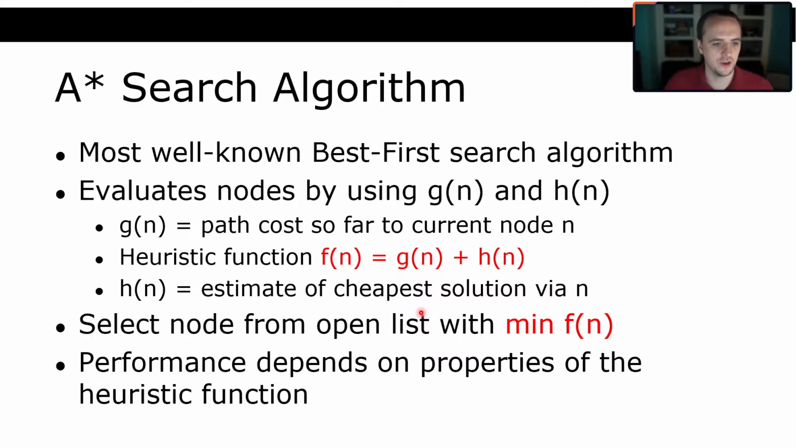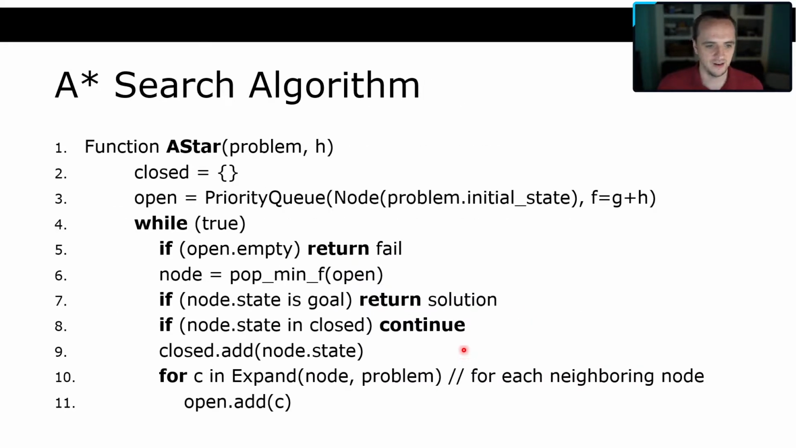So what we do is we have an open list that we add nodes to, similarly to breadth first search. We take out the node with the minimum f of n, and we have this algorithm. So we have a function, we have a closed list, and an open list, which we implement as a priority queue, and then we loop until we've found a solution or until we haven't found a solution.